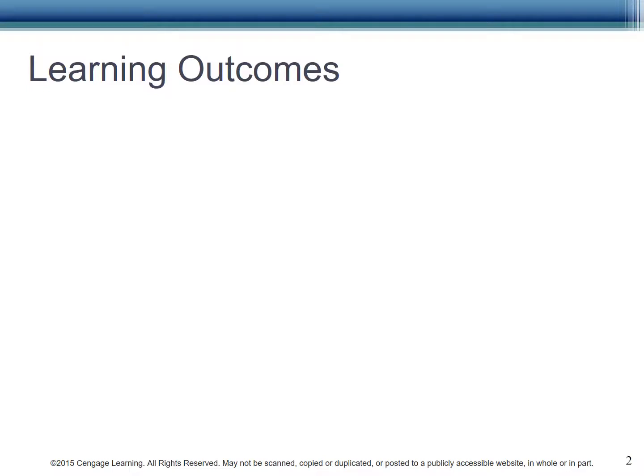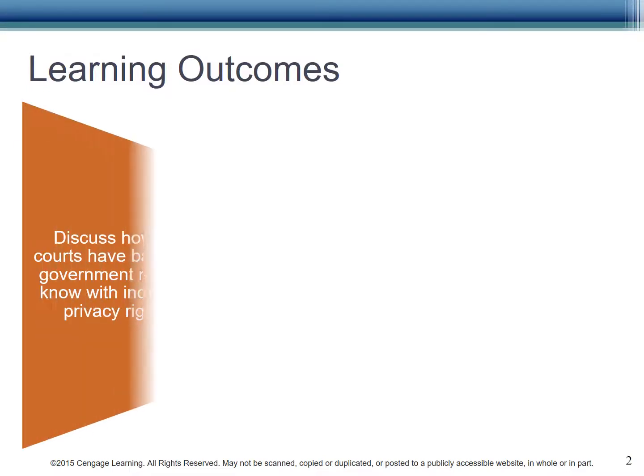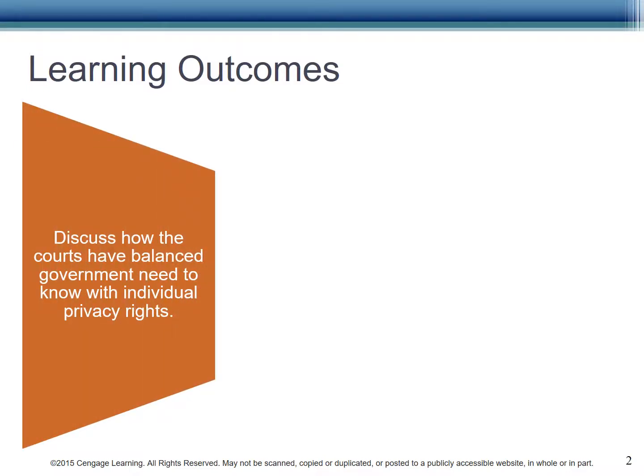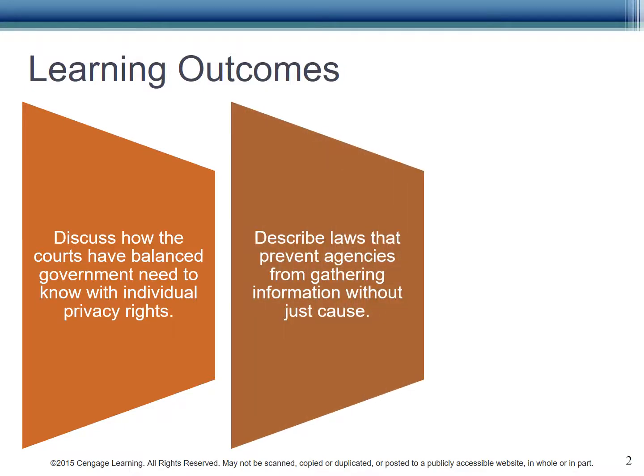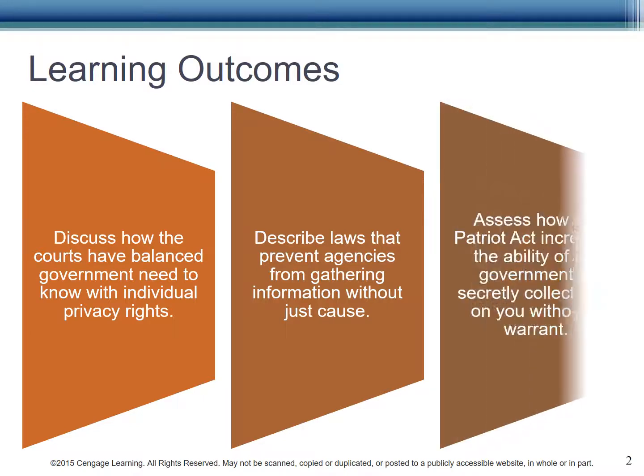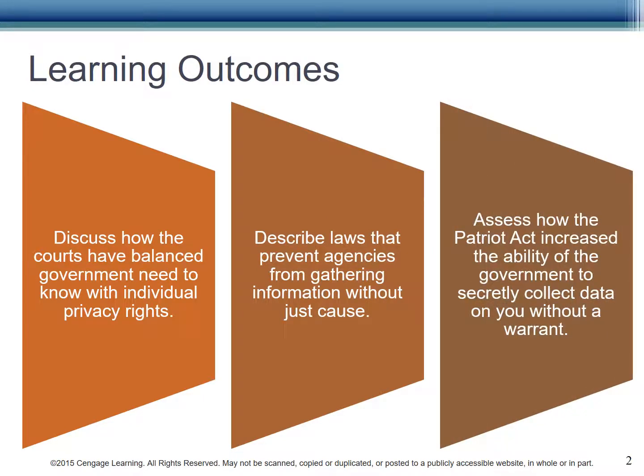The learning outcomes include: discuss how the courts have balanced government need to know with individual privacy rights. Describe laws that prevent agencies from gathering information without just cause. And assess how the Patriot Act increased the ability of the government to secretly collect data on you without a warrant.